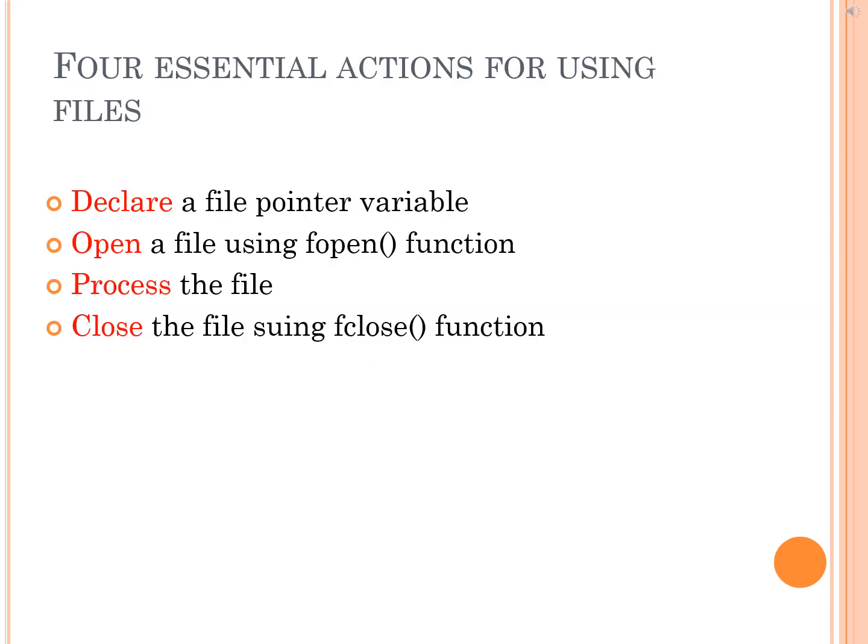The four essential actions that are required when you're using the files. First, you have to declare a file pointer. A file pointer is of type structure FILE. We'll see it later. Then you have to open the file using the fopen function in a particular mode. Then you can process the file, whatever operations that you want to do, like reading and writing. Then you have to close the file. Only when you're closing does the file get saved onto your secondary storage. When you're opening, the file from the secondary storage is brought into the primary memory.